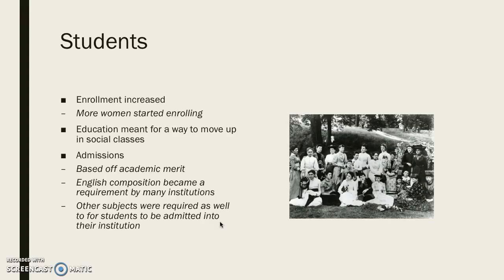The admissions requirement also put academic merit first, but admissions officers would overlook the fact of a less qualified candidate if their parents were alumni or were wealthy. English hadn't been a requirement at the beginning of the era, but as English became more pronounced, English composition started becoming a requirement for some schools like Princeton in 1870 and Harvard in 1874.